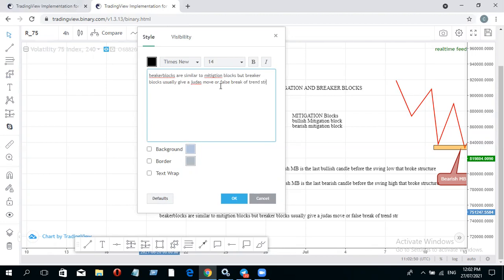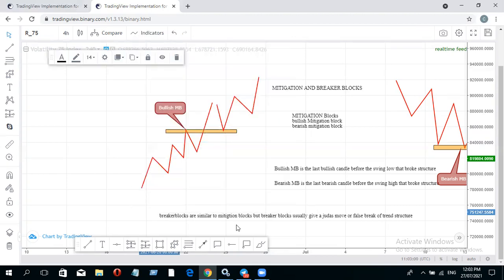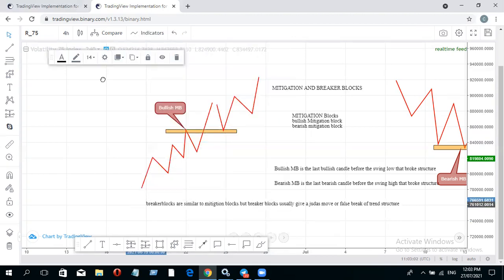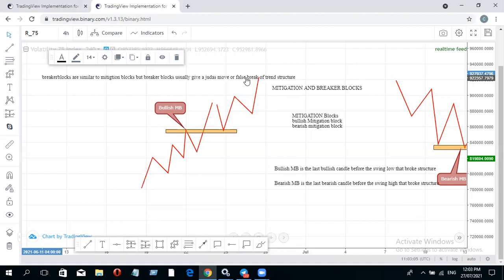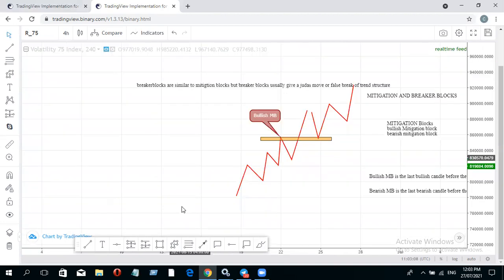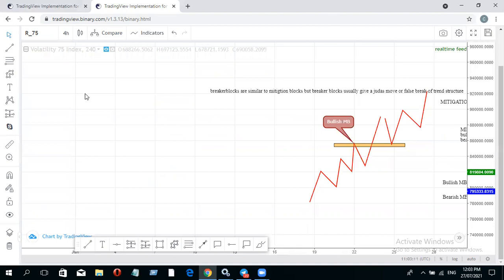So as they're similar, it usually gives a Judas move, which is a false break of trend structure. What do we mean by that? Imagine the market is trending downwards, where we're having a series of lower highs and lower lows, lower highs and lower lows, lower highs and lower lows.